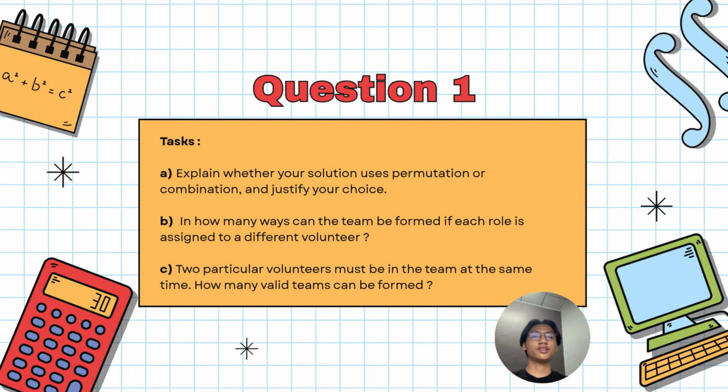For question 1, there are several tasks that you need to answer. The first one is to explain whether your solution is permutation or combination. Justify your answer. The second one is in how many ways can the team be formed if each role is assigned to a different volunteer. And the last one is, if 2 particular volunteers must be in the team at the same time, how many valid teams can be formed?